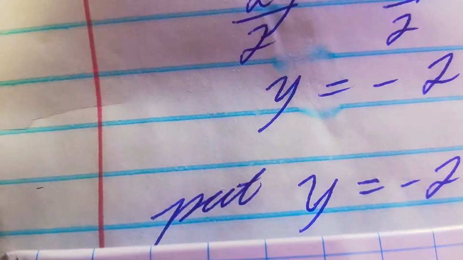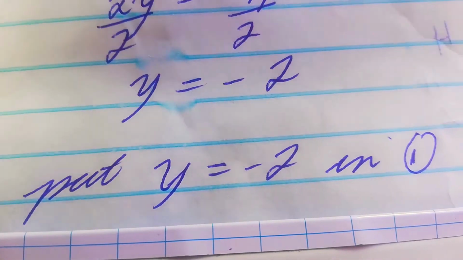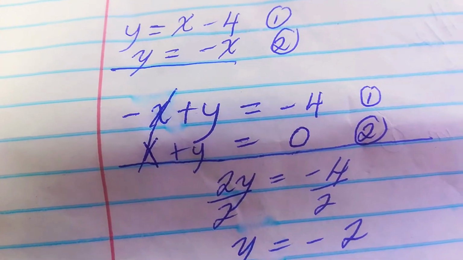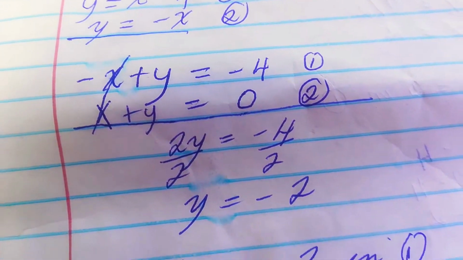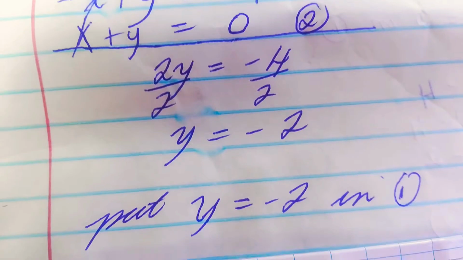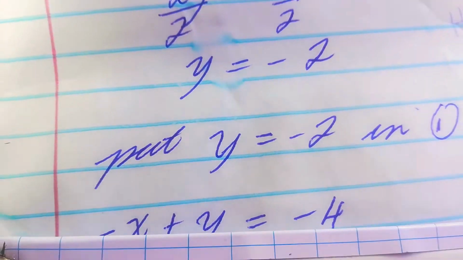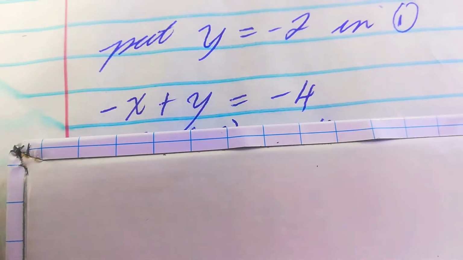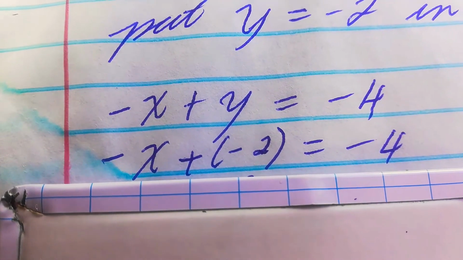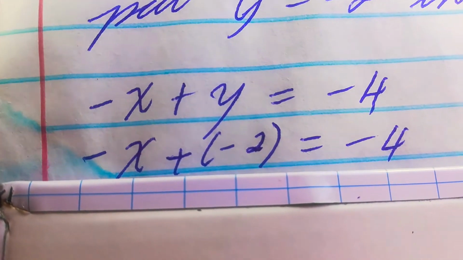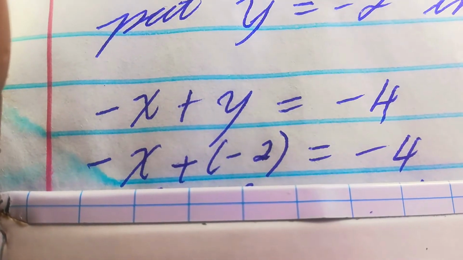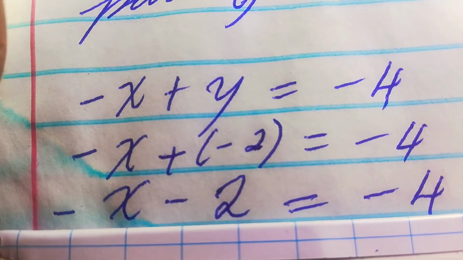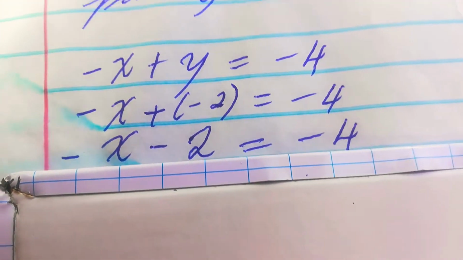Now to find x, we're going to take y equals minus 2 and put it in any equation. For this exercise, I chose to put it back into equation 1, which was minus x plus y equals minus 4. We're saying that y is equal to minus 2, so we have minus x plus minus 2 equals minus 4. Remember, we have to work out what the bracket is there. We know a negative times a positive gives us negative. So this line becomes minus x minus 2 equals minus 4.